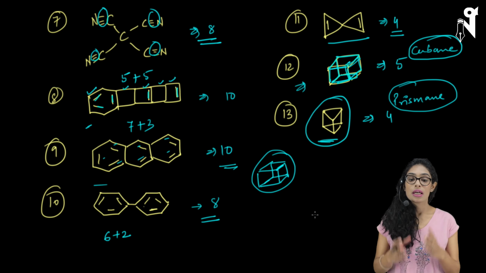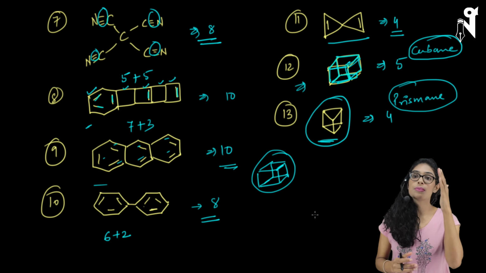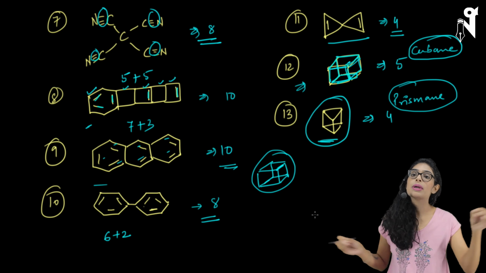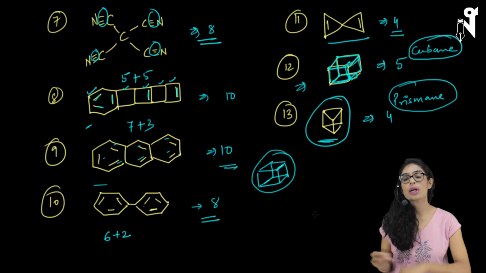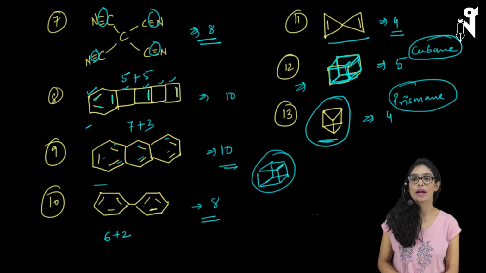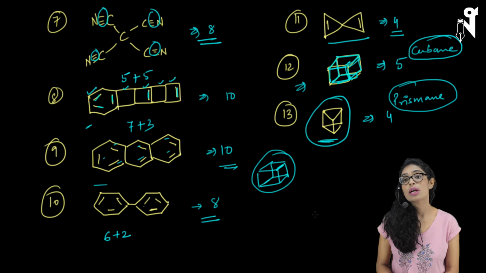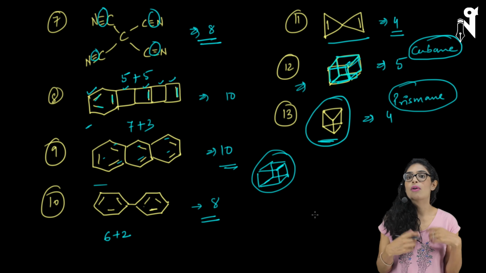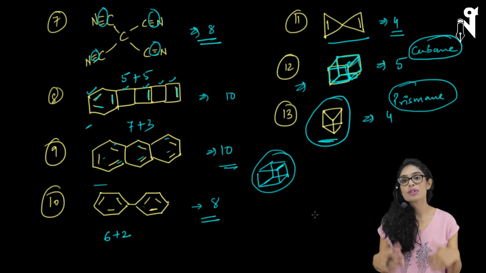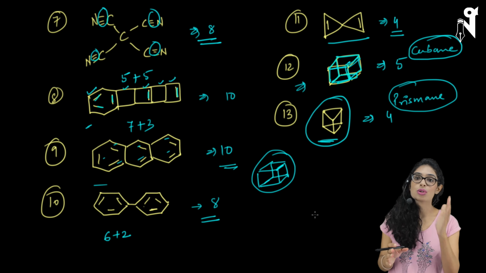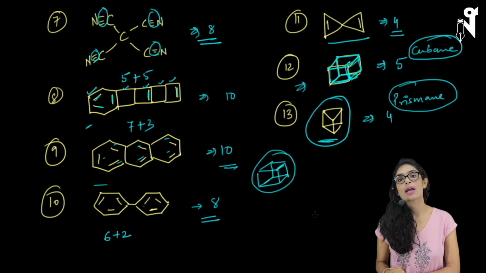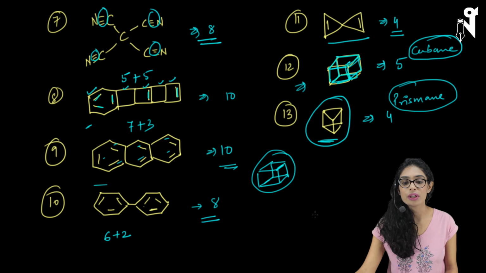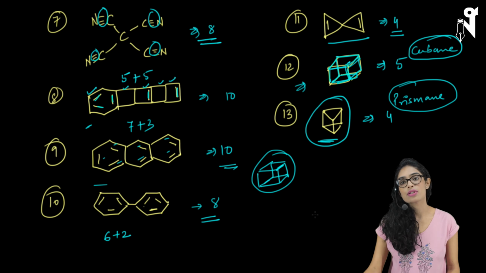So in this case, if you try this out and start breaking the bond to make it an open chain structure, it will require only 4 moles of hydrogen. You can actually try it out at home when you're writing it in your notebook. Obviously, you have more time after the class, after this video. You can start breaking the bond and you will understand why the answer is 5 over here, or the answer is 4 in the case of prismane.